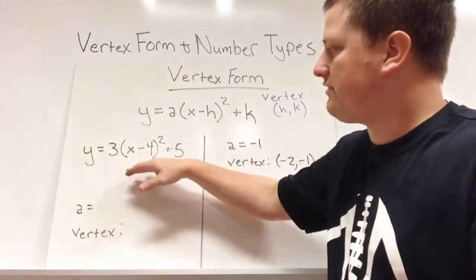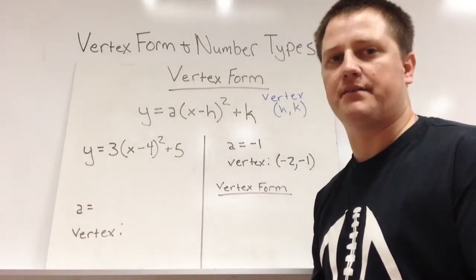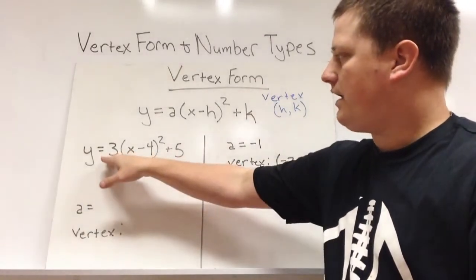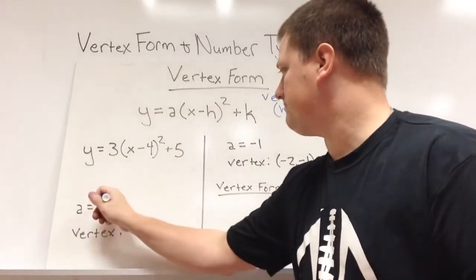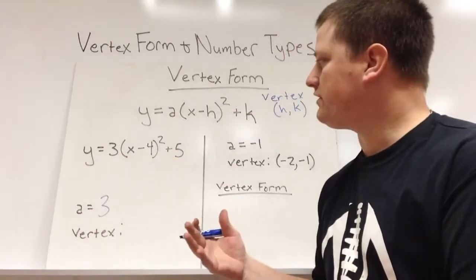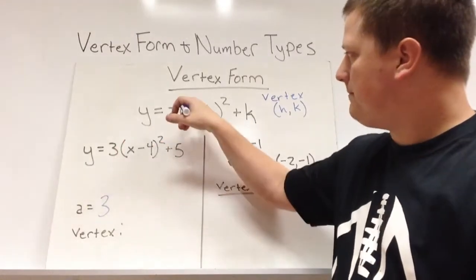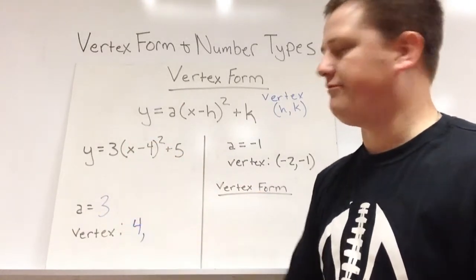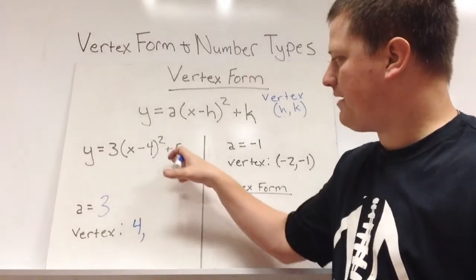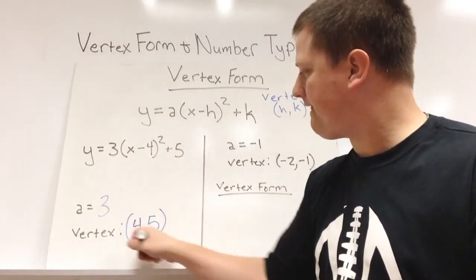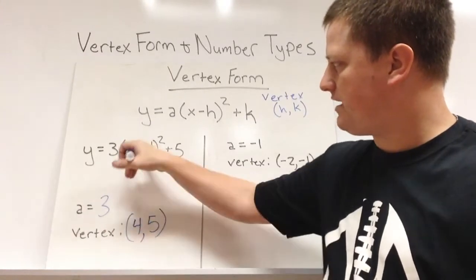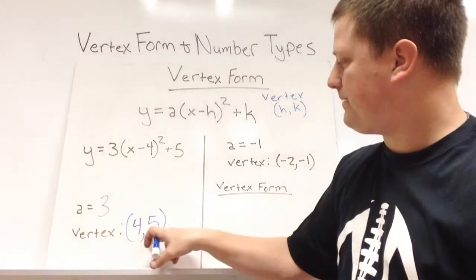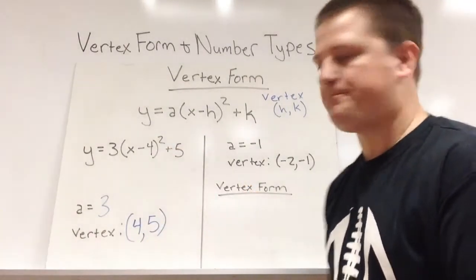So here I have vertex form. I want to identify the parts of it. In this one, I have the parts, and we want to create vertex form. So our a value is 3. It's what's being multiplied out here. Our vertex, well, this is negative 4, but h is always the opposite. So instead of negative 4, our vertex is actually positive 4. And then we have a positive 5 here. Notice how this 4 and this 4 don't match up. This is a negative 4, this is a positive 4. It's always opposite in that situation, whereas this positive 5 and this plus 5 are the same.